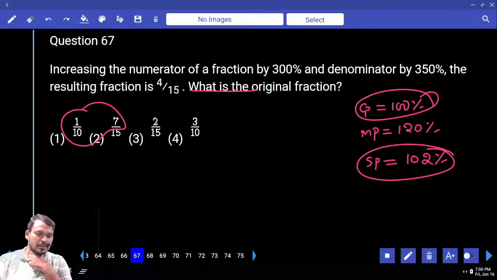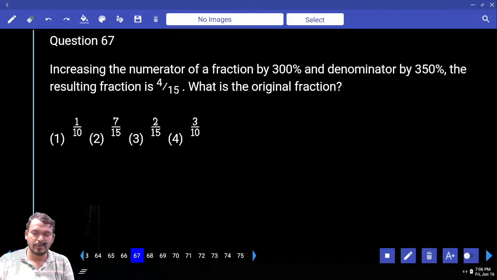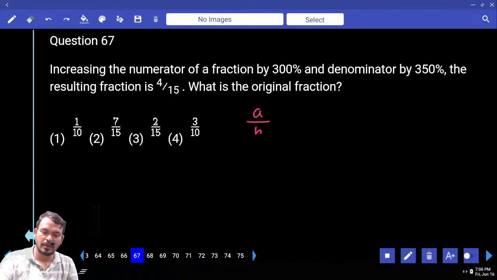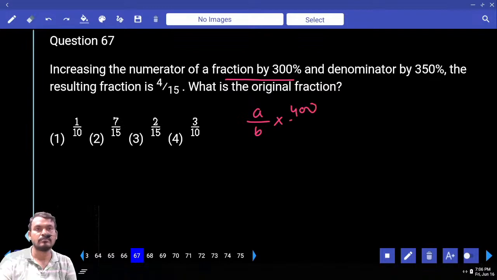Next question number 67. Increasing the numerator of a fraction by 300% and denominator by 350%, the resulting fraction is 4 by 15. What is the original fraction? Original fraction means we consider A by B. Numerator is increased by 300%. What is the new value? 400. And denominator is increased by 350. What is the new value?